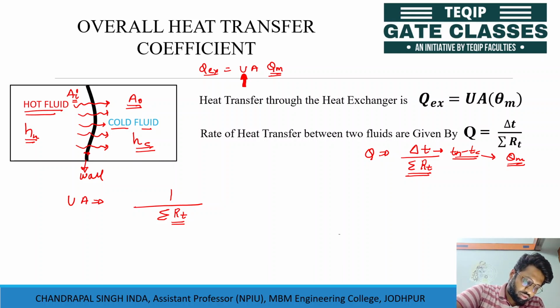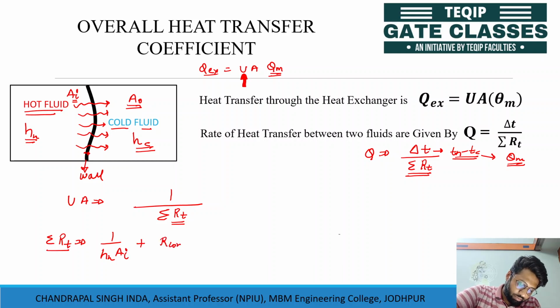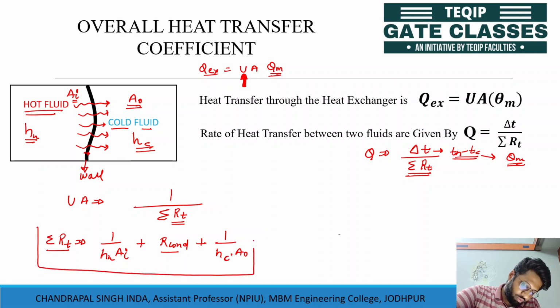So sigma Rth will be equal to, as we have three resistances here, one is the convective resistance between the hot fluid and the wall, that will be written as 1 upon hh and A inner side, plus R conduction, plus 1 upon hc and A outer. So this is how we can find the value of total thermal resistance.